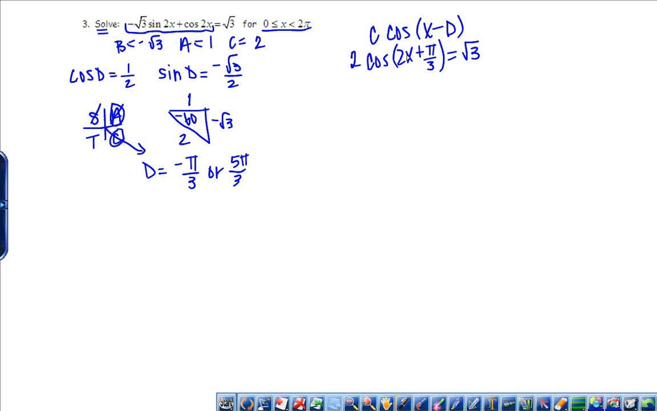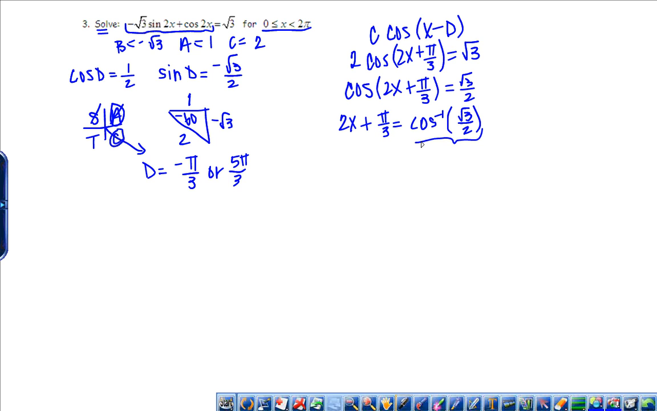So what we need to do first is divide everything by 2. So that means this would be cosine of 2x plus pi over 3, and that's going to be equal to root 3 over 2. Okay, so we've isolated the cosine. So now I can divide by cosine or move my cosine over. So that's going to be 2x plus pi over 3, and that's going to be equal to my arc cosine of root 3 over 2.